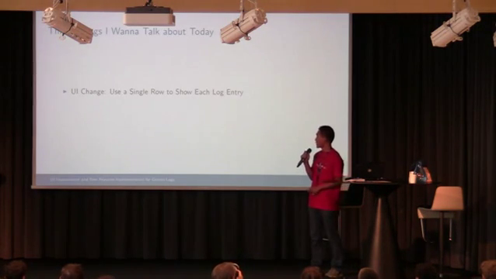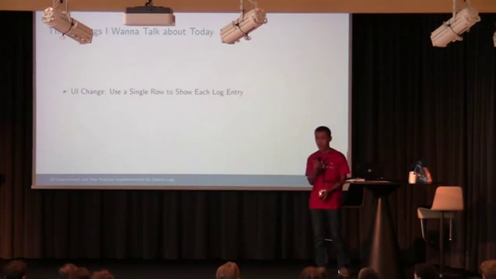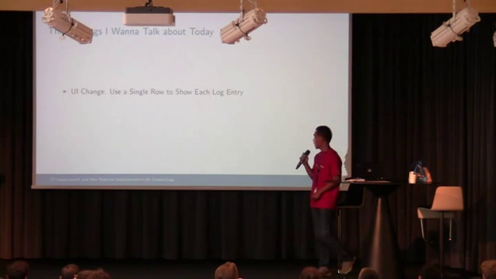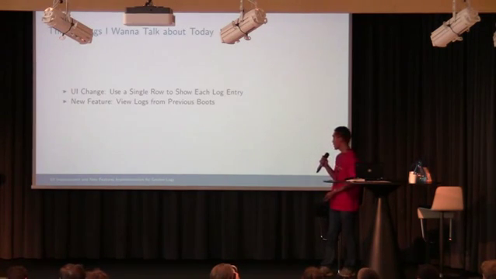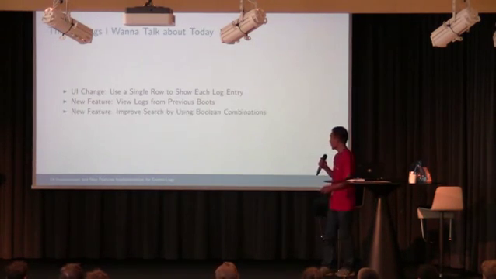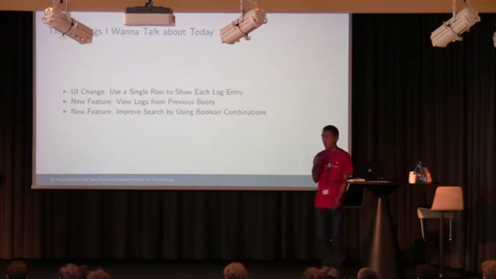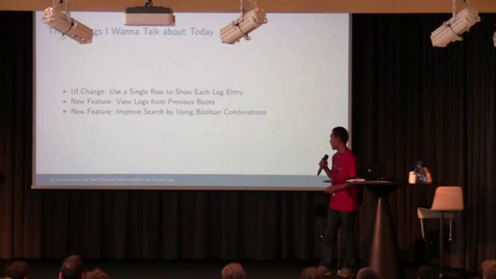So today I have three things I want to talk about, and these three things are several bugs I fixed during the Google Summer of Code this summer. The first one is a UI change: use a single row to show each log entry. The second one is a new feature for GNOME Logs: view logs from previous boots. And the third one is also a new feature: improved search by using Boolean combinations. So next we will go through these three parts.